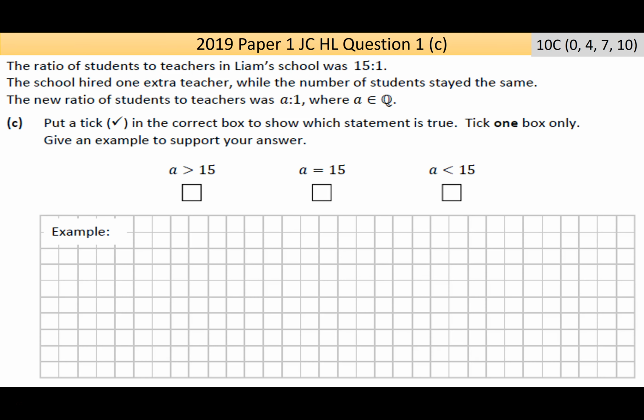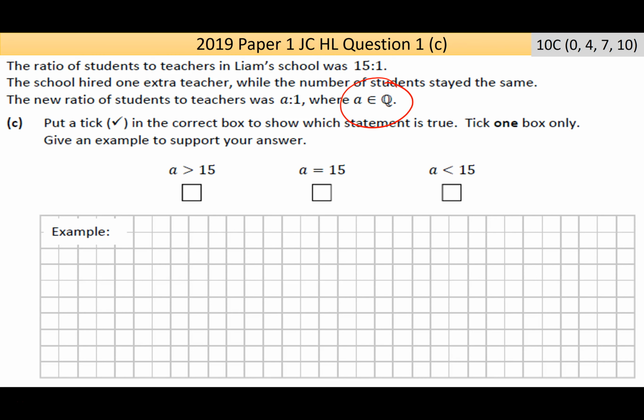Now, question 1, part C, says the ratio of students to teachers in Lean School was 15 to 1. The school hired 1 extra teacher, while the number of students stayed the same. The new ratio of students to teachers was A to 1. What is A? Now, this A is an element of Q, which just means A can be a fraction. So for part C, put a tick in the box to show which statement is true. Tick 1 box and give an example to support your answer.